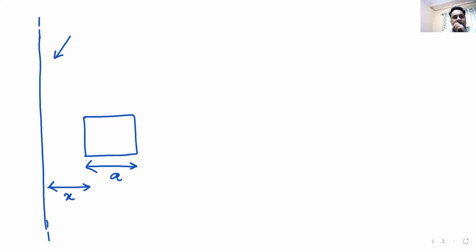Can you find out the mutual inductance of the system? Are you trying? How will you find out the mutual inductance of the system?